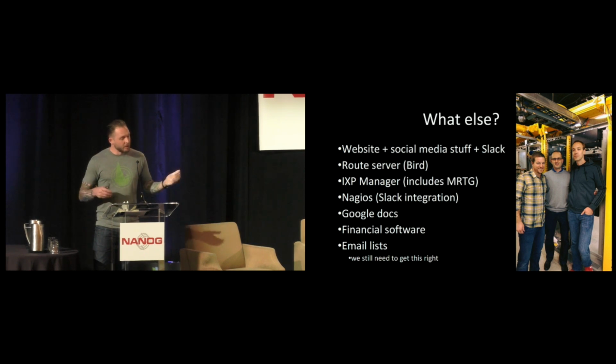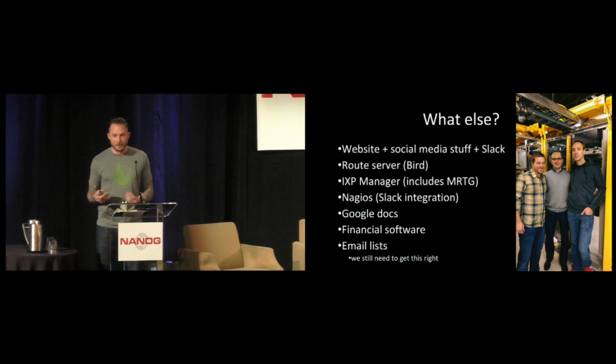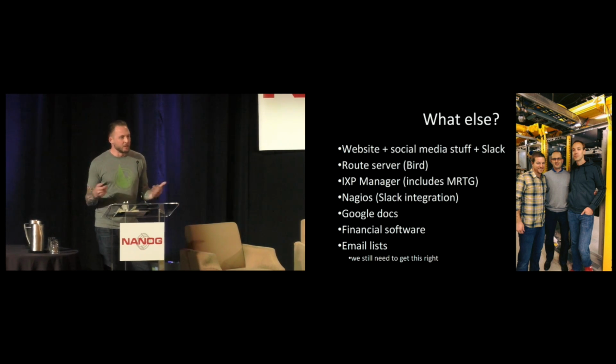The route server's Bird. IXP Manager gives us the MRTG graphs and some other cool stuff. It's great software. We're using Nagios that then fires back into Slack. So simple operation stuff. Using Google Docs, some financial software, some email lists, which we're still figuring out. But I guess, the things you would think of, as long as you make the list of these things, but slightly more than just a switch.